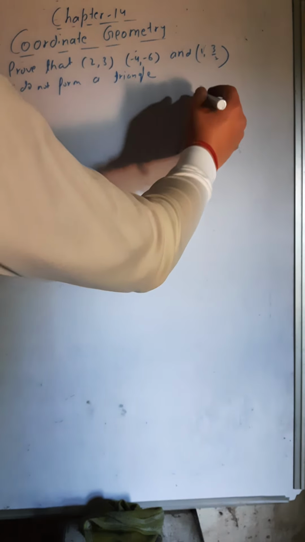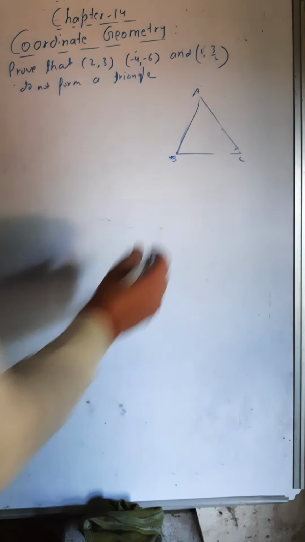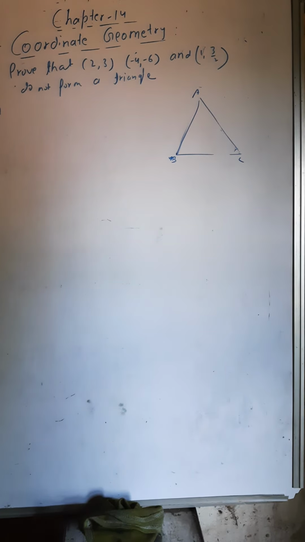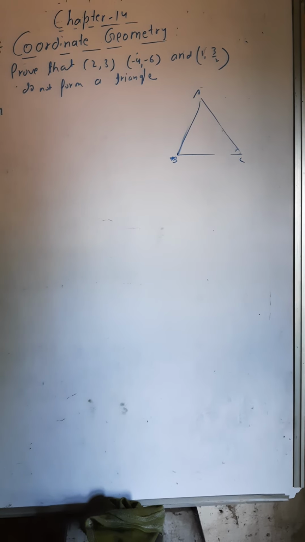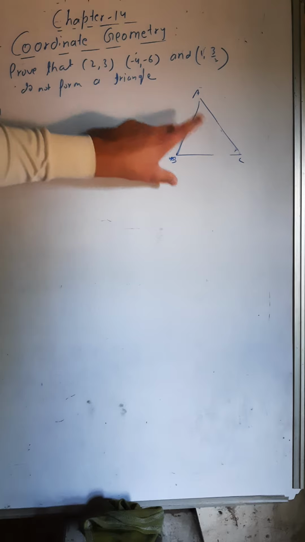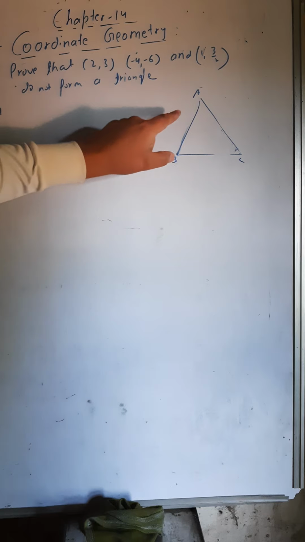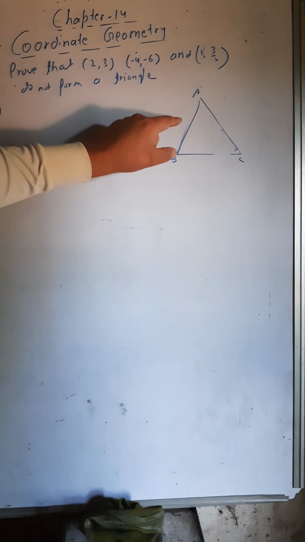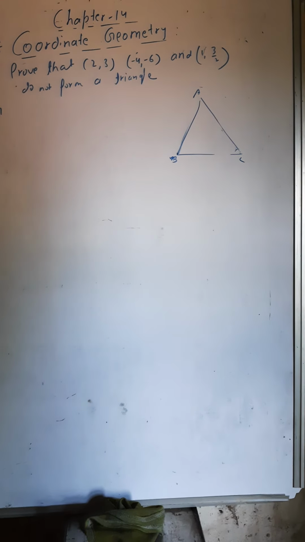Let me tell you one thing. A, B, C, whatever points you take. Now look here. In a triangle, remember this point: the sum of any two of its sides is always greater than the third side. If this is so, then yes, it will form a triangle. Suppose you add this and this and their sum is coming more than this, yes, this will form a triangle then.